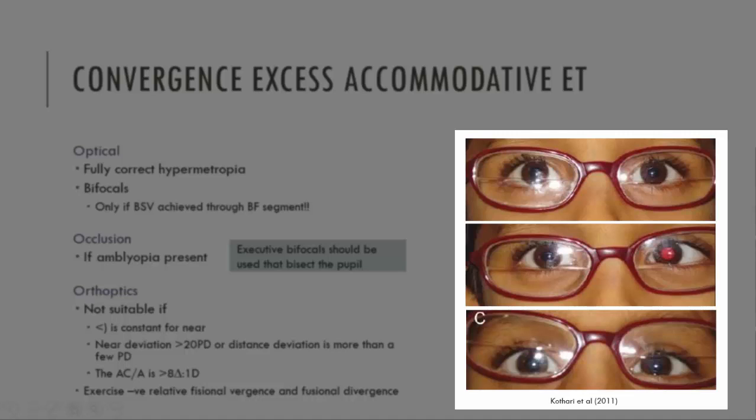Another thing to point out is that when you have a patient who has an esotropia at near that is controlled with bifocals, this is confirmation that you have a convergence excess accommodative ET. We'll see later that there are non-accommodative convergence excess ETs, or we have patients with partially accommodative esotropias who have a convergence excess pattern. Now, these patients will not straighten up and have BSV with bifocals. The only patients who will have straight eyes with a bifocal segment is the patient who can be classified as the convergence excess accommodative ET.